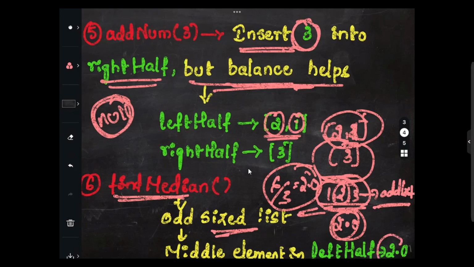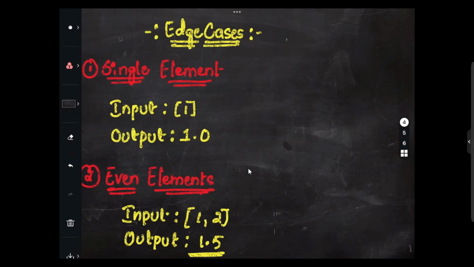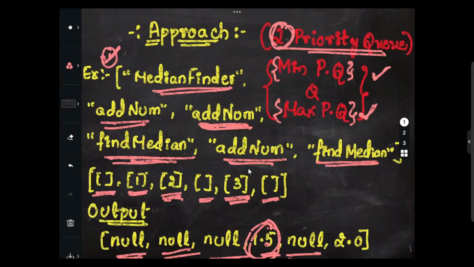This is fine. The middle element in the left half is 2.0. We'll consider it directly as I've said, right? So 2.0, this 2 will be the output. This is how we got the output basically, right? So this is the approach that we'll be going with. Easy, right? We have made use of 2 priority queues, one is min and one is max in this case. You'll understand when we try to implement our thought process in the form of code.